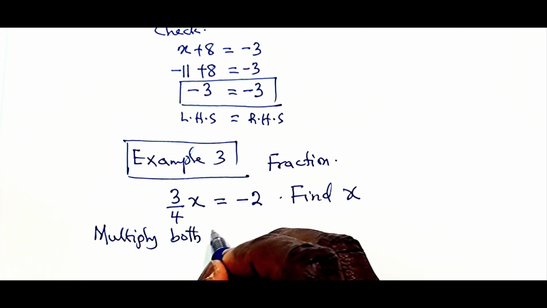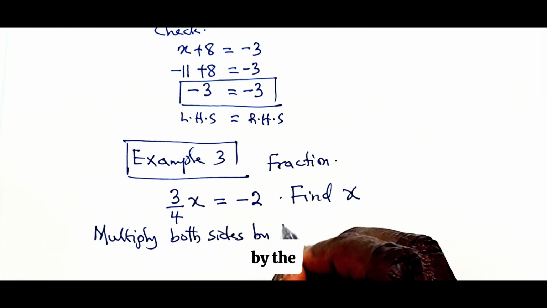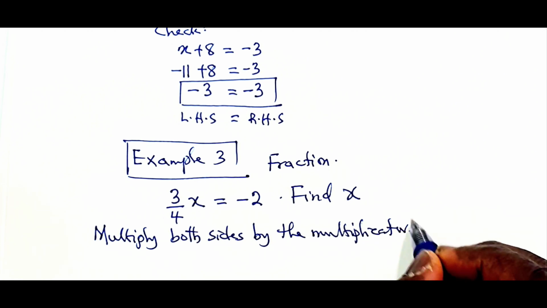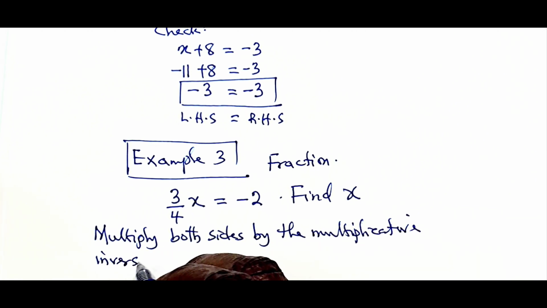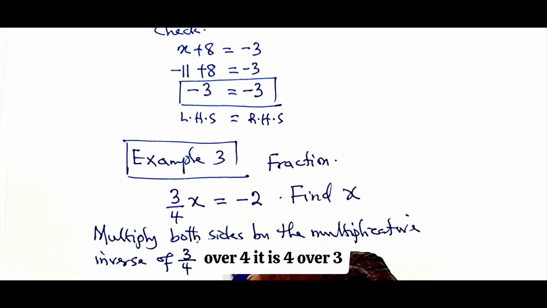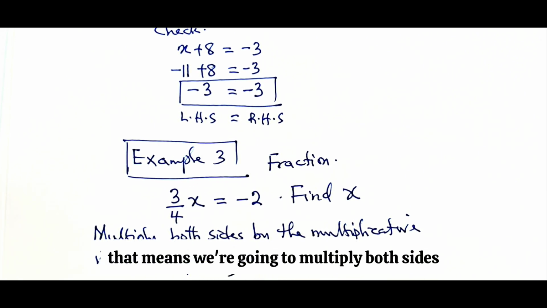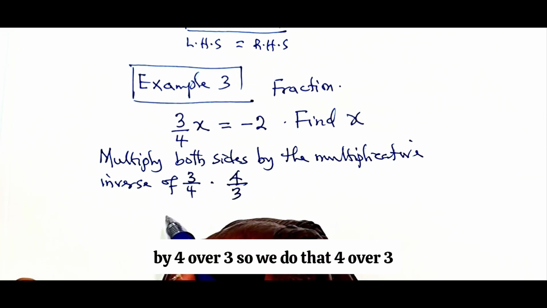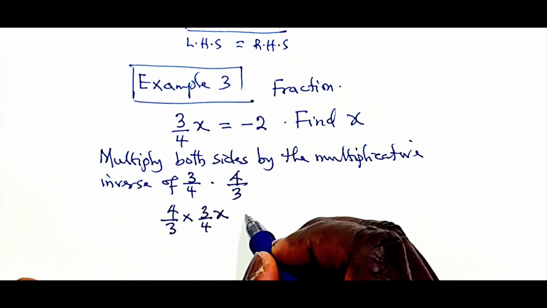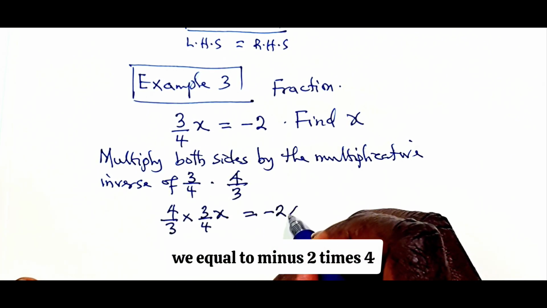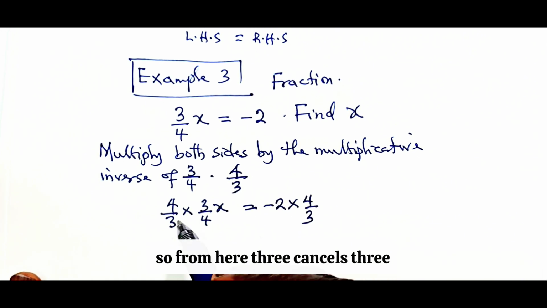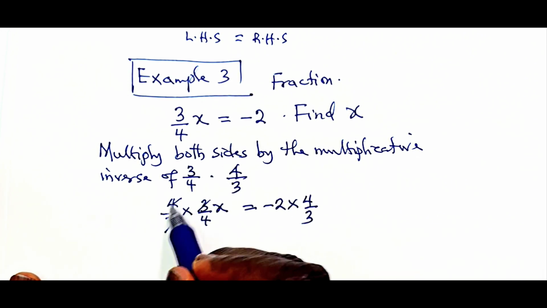both sides by the multiplicative inverse of 3 over 4. And what is the multiplicative inverse of 3 over 4? It is 4 over 3. That means we're going to multiply both sides by 4 over 3. So we do that. 4 over 3 times 3 over 4x will equal minus 2 times 4 over 3. That's good. So from here, 3 cancels 3, 4 cancels 4.